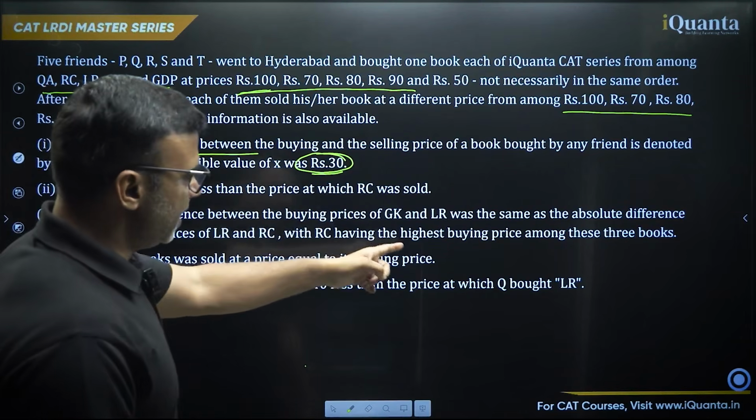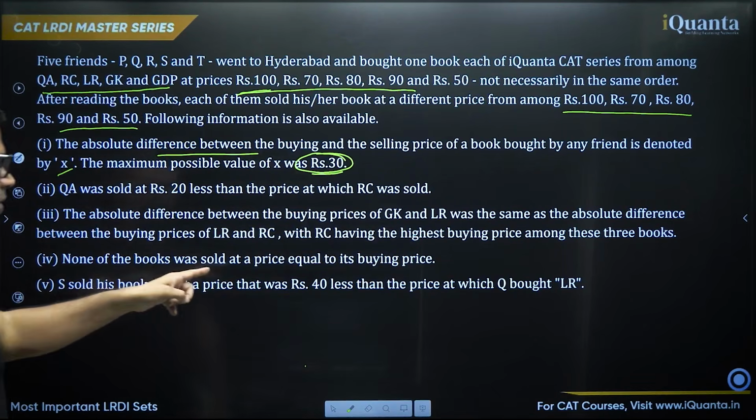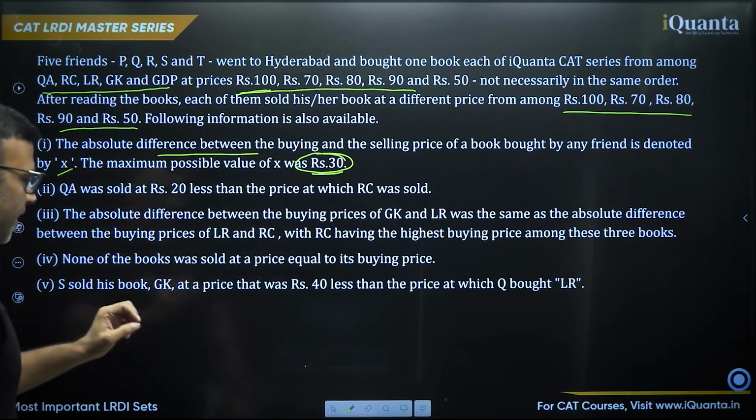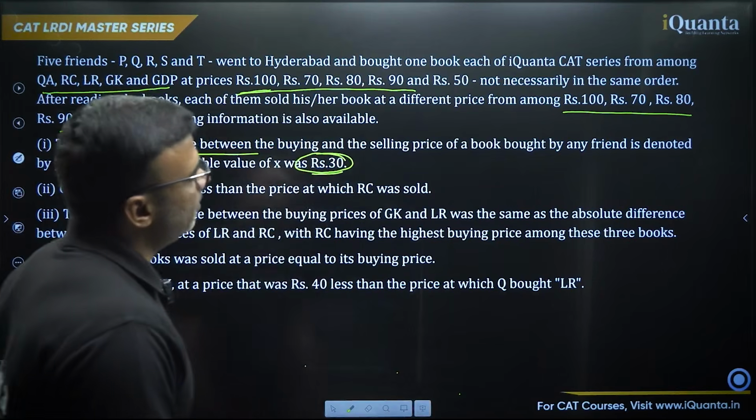With RC having the highest buying price among these 3 books, none of the books was sold at a price equal to its buying price. S sold GK at a price that was 40 rupees less than the price at which Q bought LR.